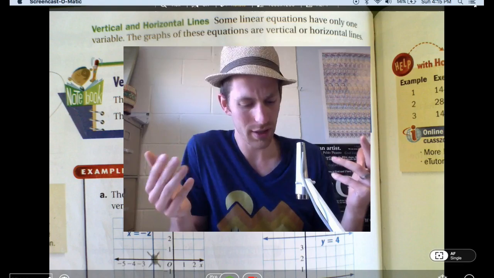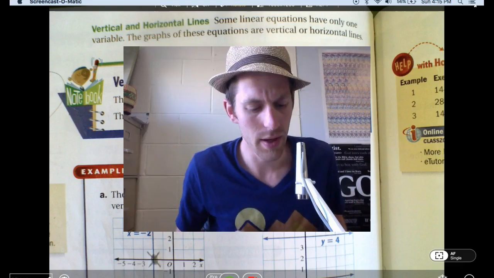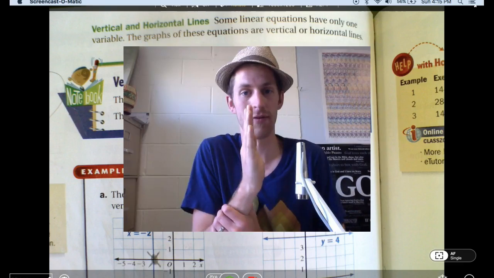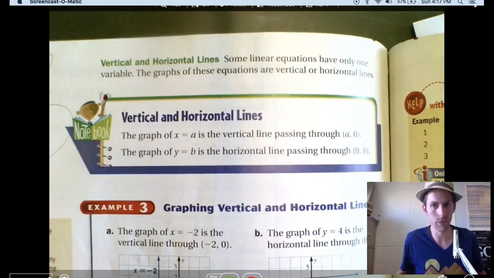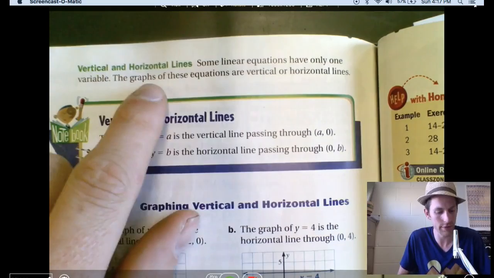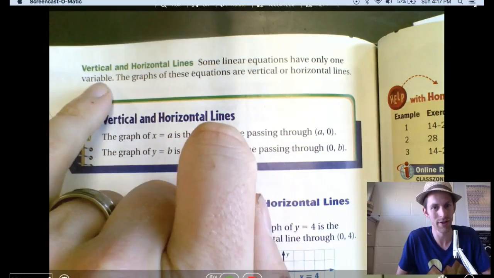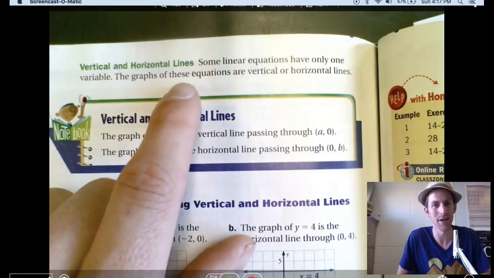Now, here I am talking again about slope, and you don't really have to know it for this section. I think it's maybe coming tomorrow. But let me show you what the equation for a vertical line looks like, and what the equation for a horizontal line looks like. So, it's right here. Some linear equations have only one variable. The graphs of these equations are vertical or horizontal lines. Oh, they only have how many variables? One. Wait, I thought linear equations had two variables. Well, some only have one. If it only has one, it is a vertical line or a horizontal line.